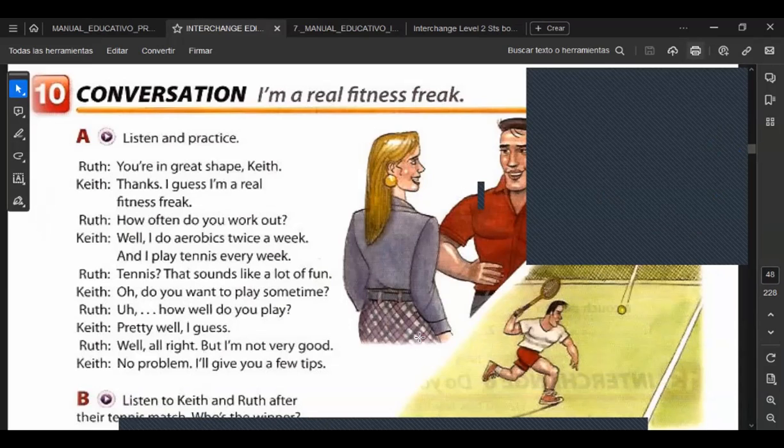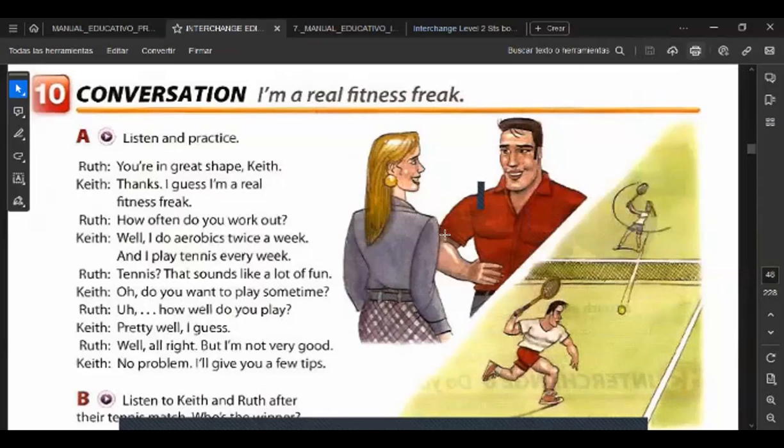Excellent. Now, a fitness freak. A fitness freak is a person who is crazy for sports, right? Like he is a real fitness freak. He's a fitness freak because he's in shape, he practices sports and so on.